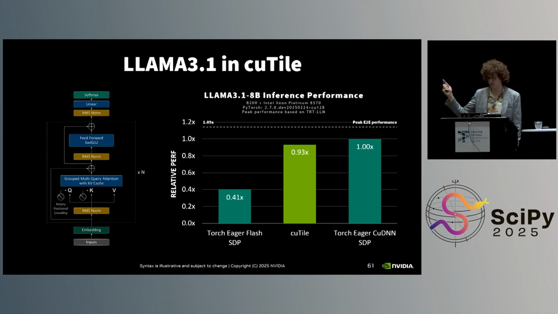So Llama 3.1 is an open source large language model developed by Meta. In the course of just a couple of weeks, we ported Llama 3.1 inference to cuTile and were able to get 93% of cuDNN's performance. And this is with our infant tile IR compiler. Performance will only get better from here.